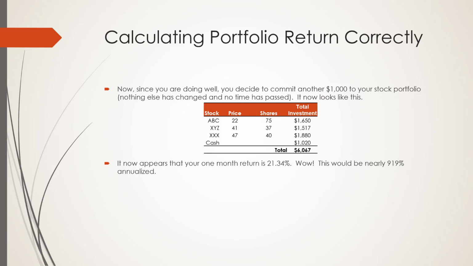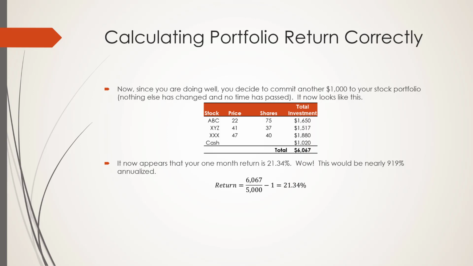So if you calculate your return now, you take 6,067 divided by the 5,000 you started with. That looks incredible. You've got a return of 21.34% in a month. That would be 919% if you annualized it. Wow. But of course, that's not true, because that $1,000 you just put in is not a return on the investment. It's a new investment. And so you can't count it as a return on your portfolio. This is the kind of thing that we want to avoid by using the unit value method.